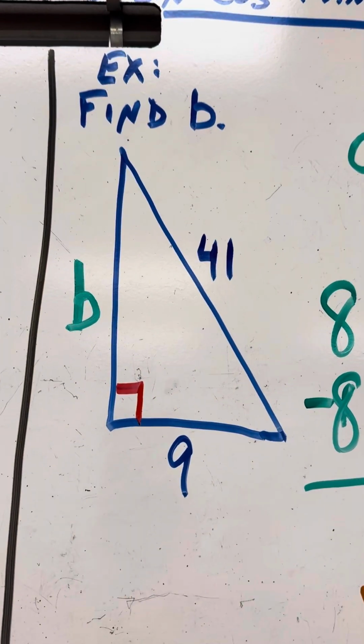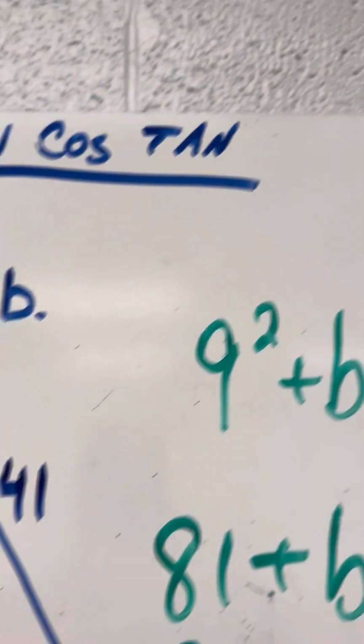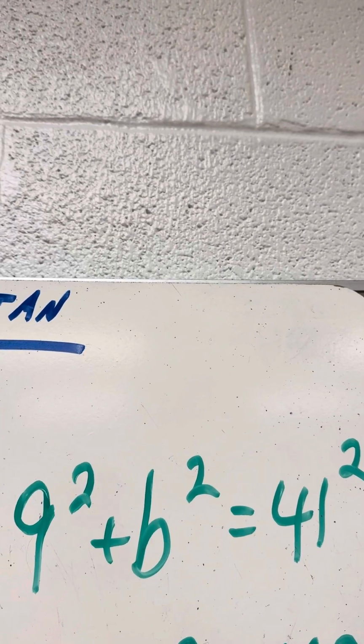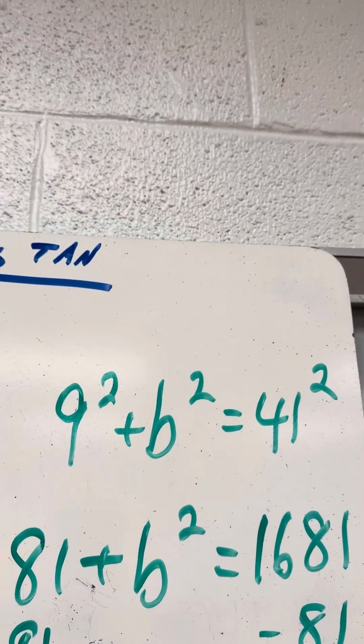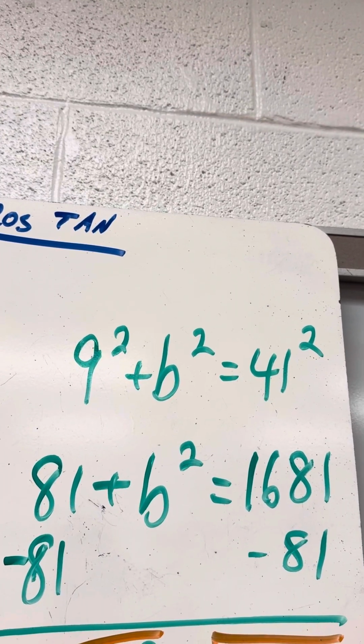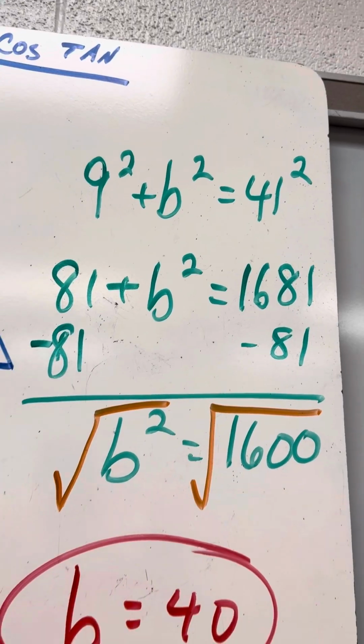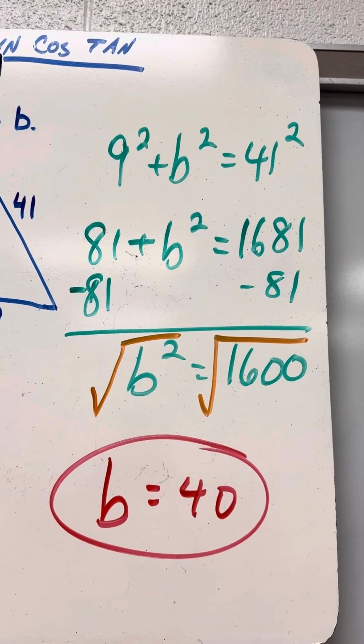If here I want to find B, I would say 9 squared plus B squared equals 41 squared. So I'd say 81 plus B squared equals 1681. Minus 81 to both sides, and I get B squared equals 1600. Take the square root. B equals 40.